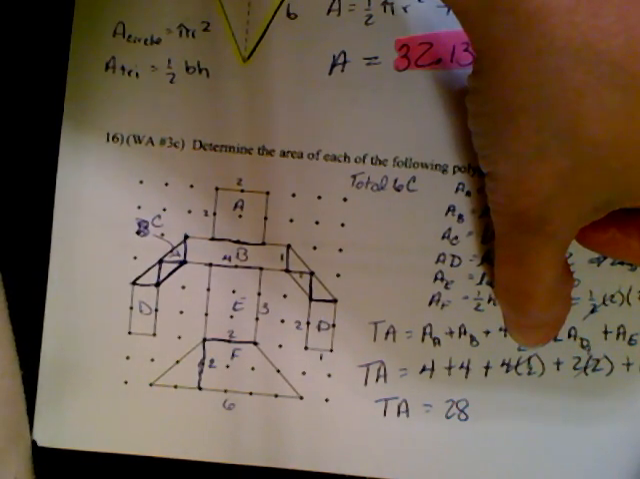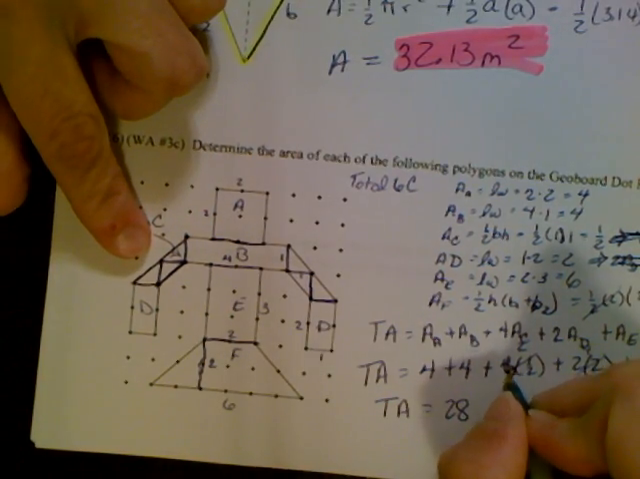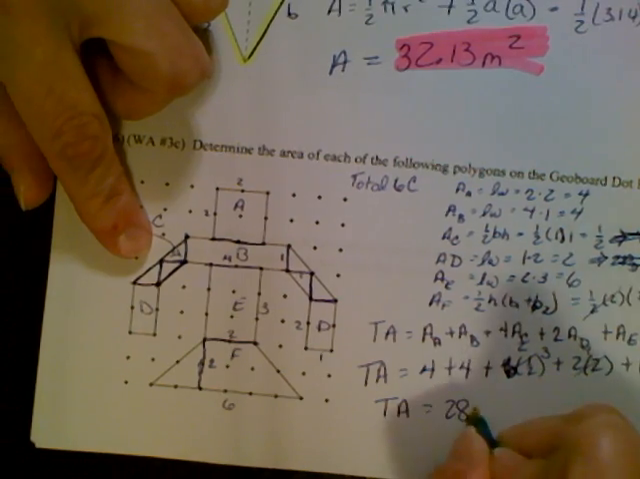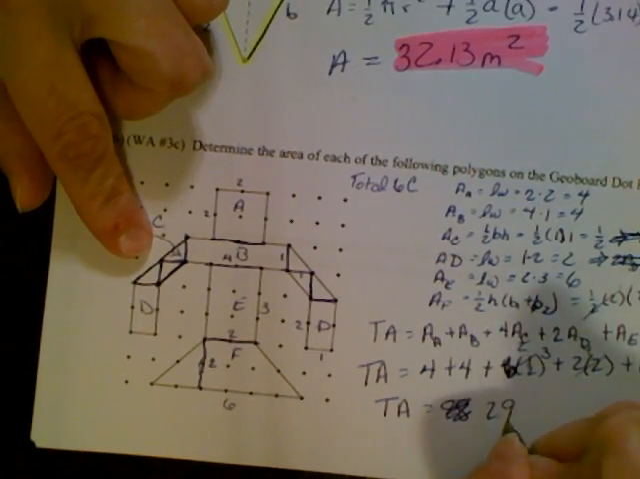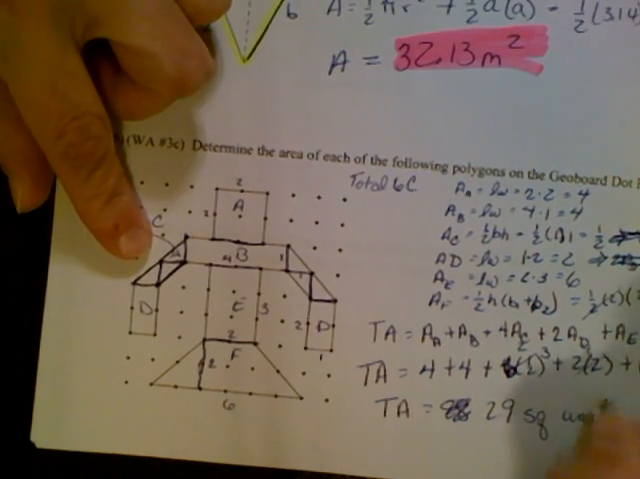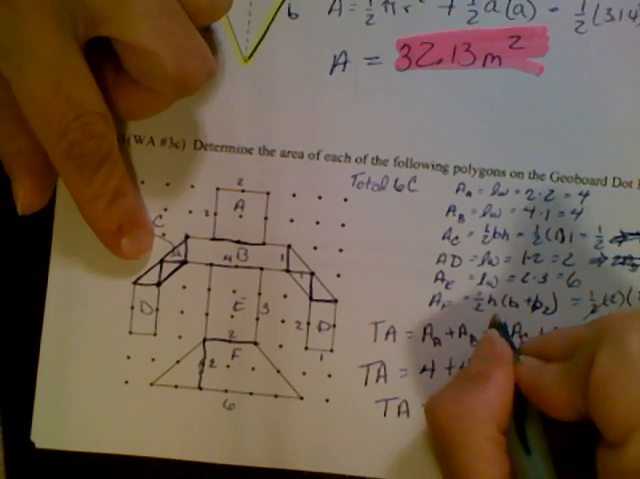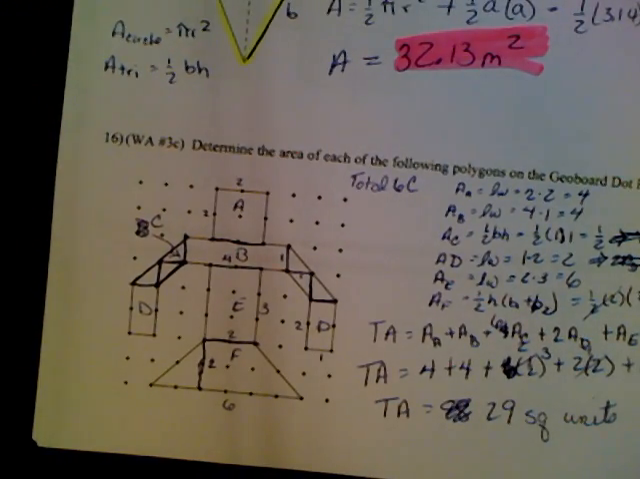Oops. Oh, I don't have 4 of those. How many of those do I have? I have 6. So that should be 3. So this should be 29 square units. All right, because there's 6 of those. So it shouldn't be 4 here. It should be 6.